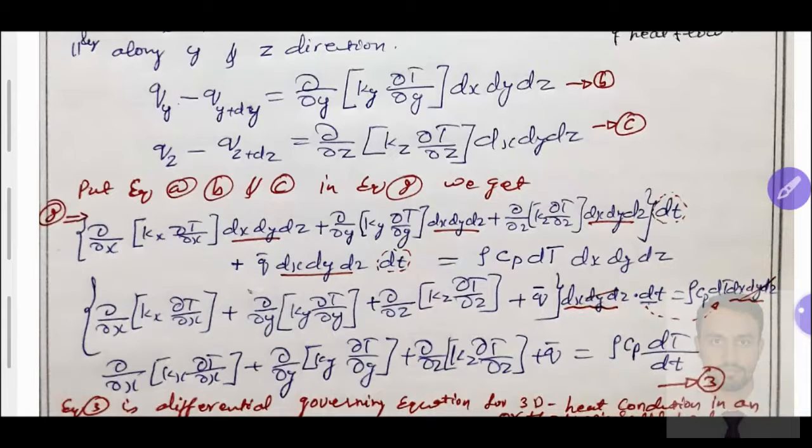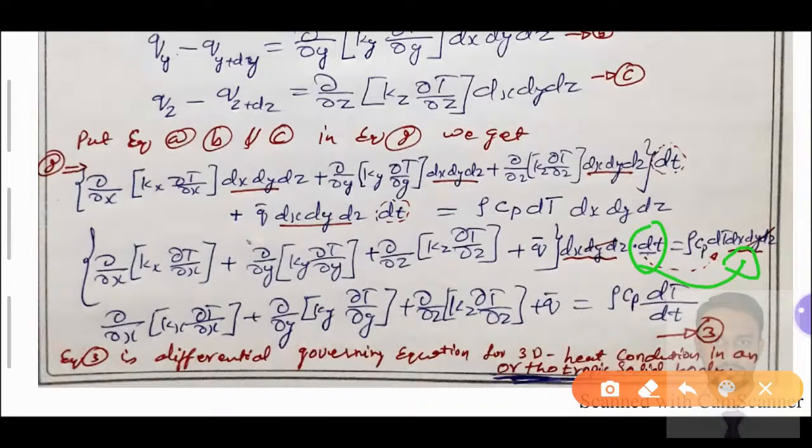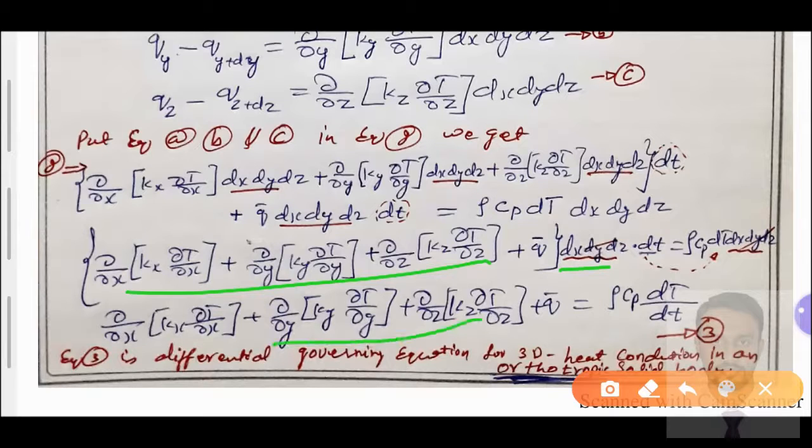don't cancel it, be careful. I will take dt along to the right hand side, then this equation is as it is. After eliminating dx dy dz on the left hand side, dt I'll take on the right hand side, rho cp as it is, dT divided by dt. Capital T means temperature difference, dt means variation of time, that is a temperature gradient. Call it equation number 3.